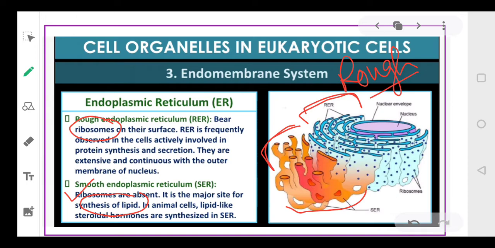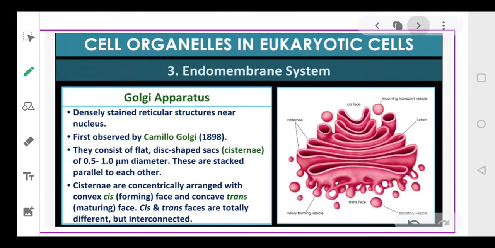And lipids and proteins both are required for the synthesis of membranes, whether it is a plasma membrane, a nuclear membrane or any other membrane. So both these components are required for membrane synthesis, which is called membrane biogenesis. What do we call this process? Membrane biogenesis. Second, the second component of the endomembrane system is the Golgi apparatus.